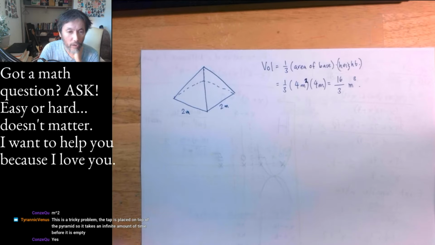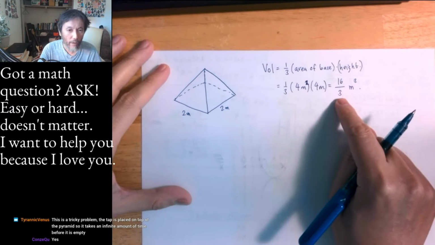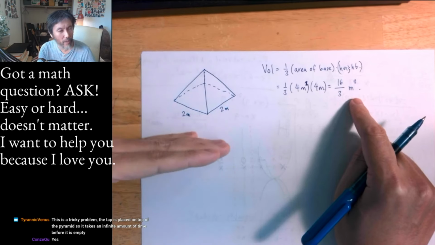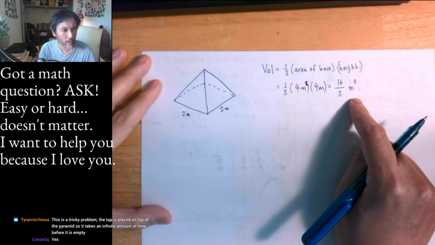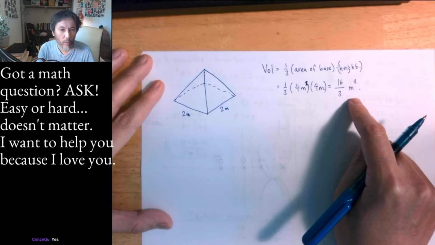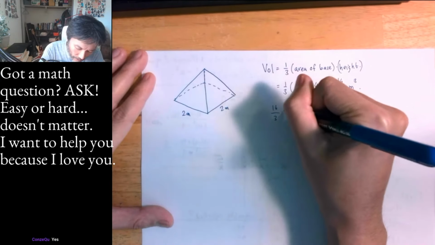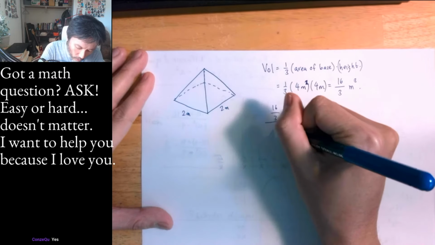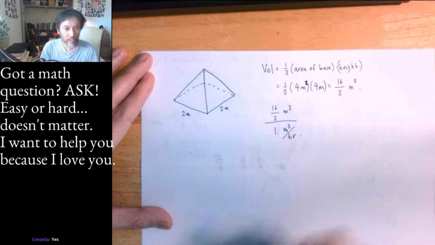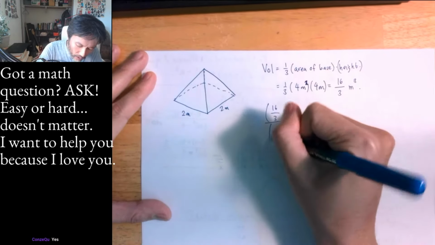Yes. Good. So then how long does it take to become empty? Well, if we have 16 over 3 cubic meters that we need to get through in order to empty this pyramid-shaped water tank, then we can calculate the time by doing 16 over 3 cubic meters divided by 1 cubic meter per hour. And what I want you to just observe about this is how the units work.